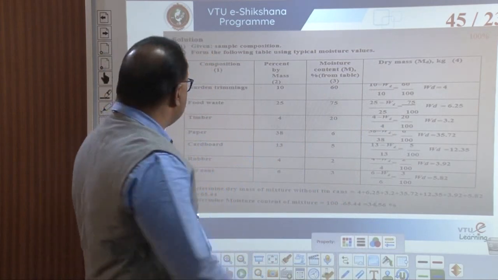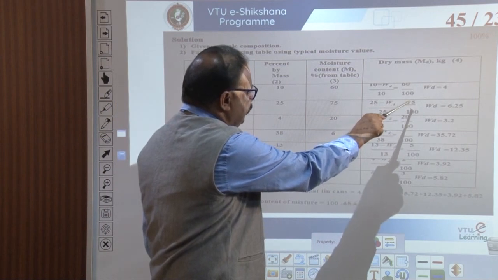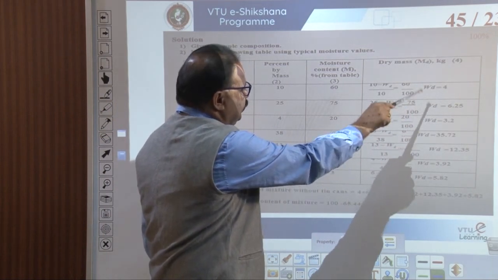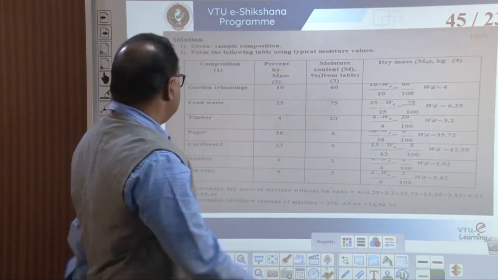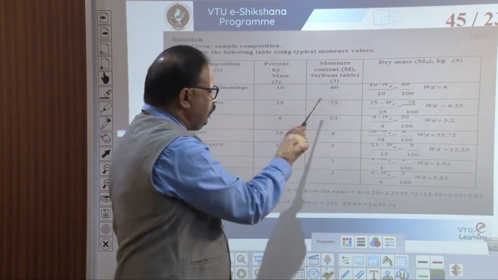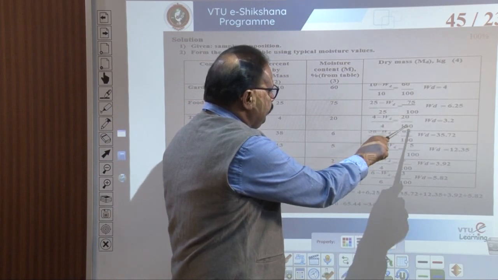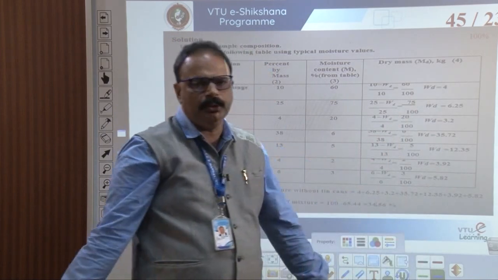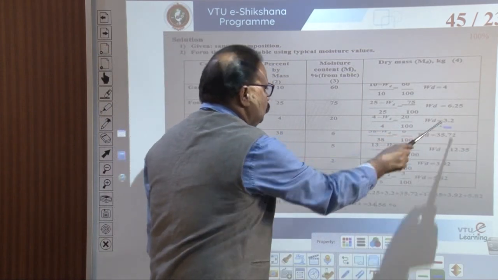Second one, dry mass for the food waste: (25 minus WD) by 25 is equal to 75 by 100, WD is equal to 6.25. Another, timber: percentage mass is 4, moisture content is 20, (4 minus WD) by 4 is 20 by 100, WD is equal to 3.2. Okay, dry mass is 3.2.